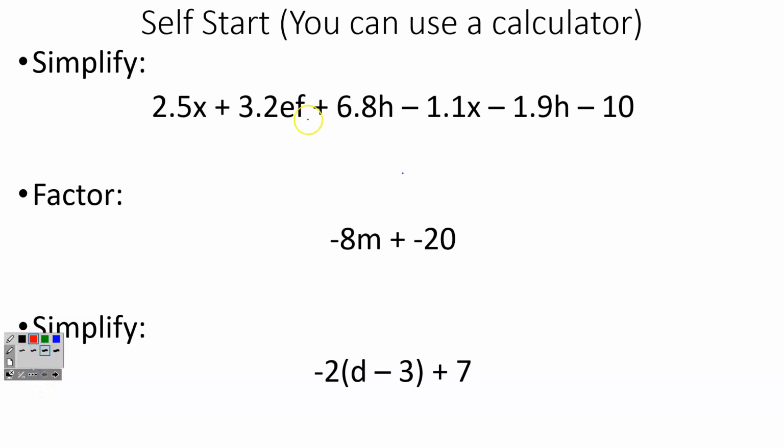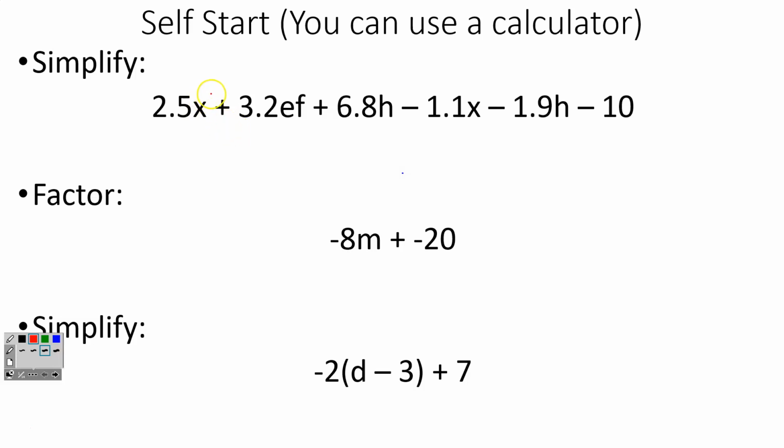So here we go. First question wants us to simplify 2.5x plus 3.2ef plus 6.8h minus 1.1x minus 1.19h minus 10. Oh my goodness, that was a lot. So all we're asked to do basically is to combine things that are similar.